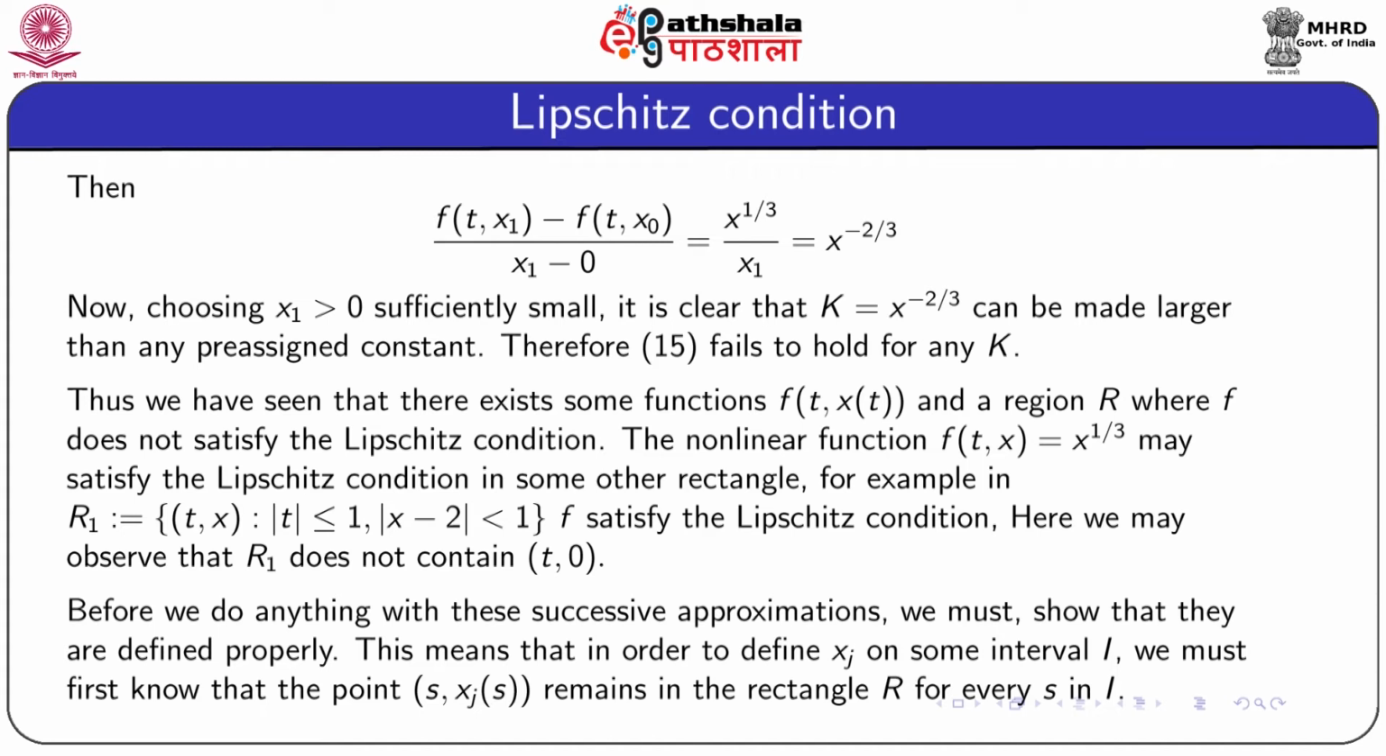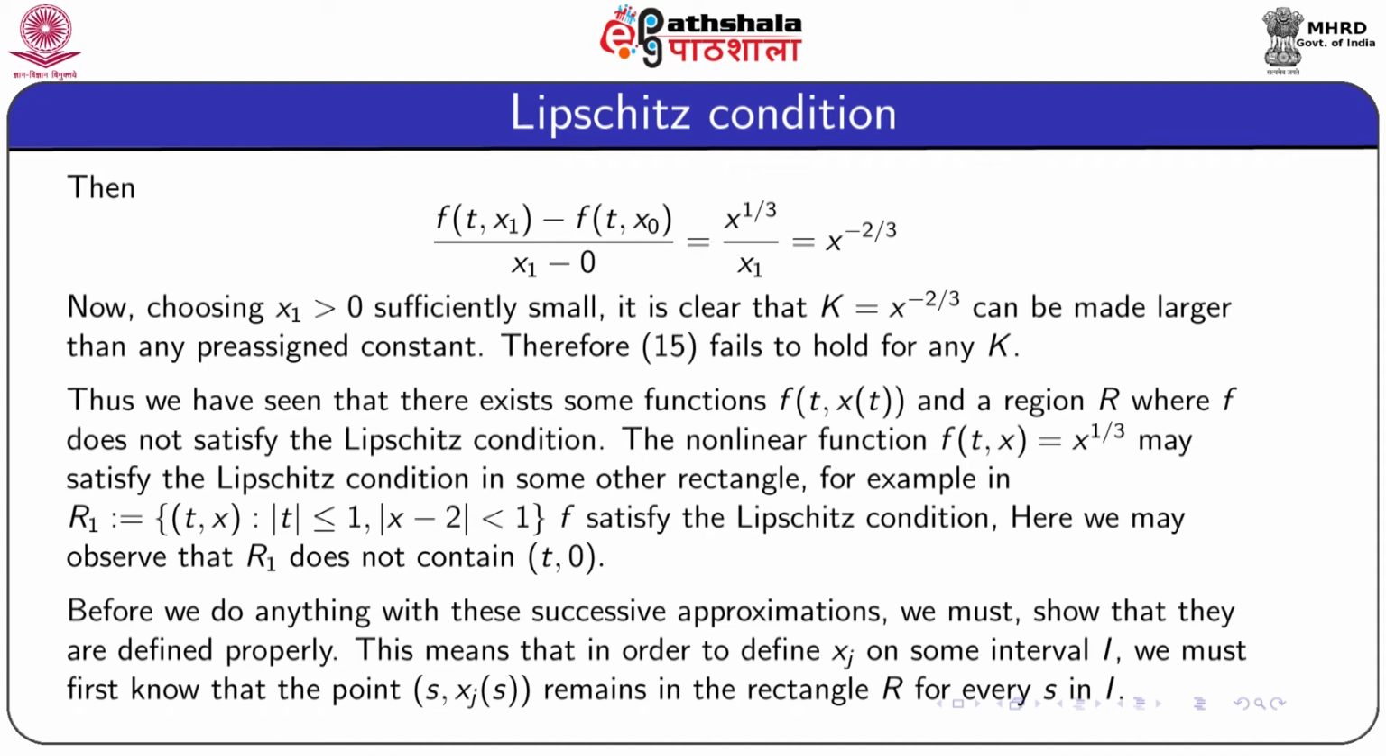Thus, we have seen there exist some functions f and a region R where f does not satisfy the Lipschitz condition. The nonlinear function f equal to x^(1/3) may satisfy a Lipschitz condition in some other rectangle. For example, if we take R1 equal to the set of (t, x) where |t| ≤ 1 and |x − 2| < 1, then we see that f satisfies the Lipschitz condition. Here we may observe R1 does not contain (t, 0).